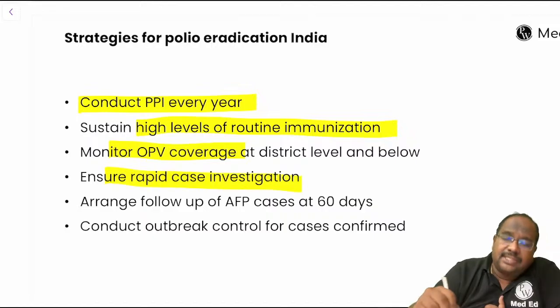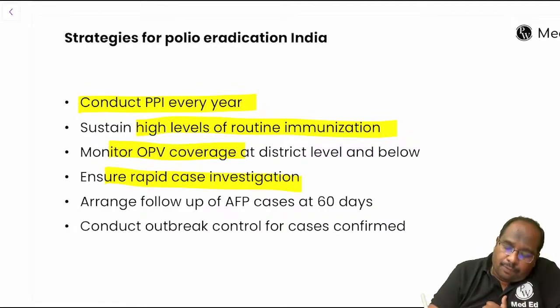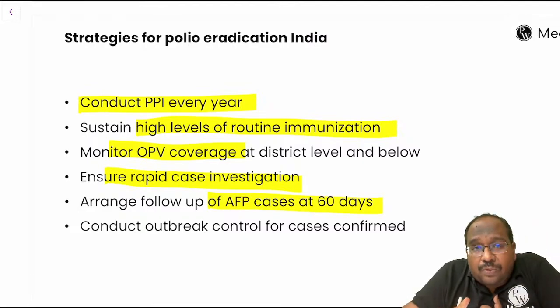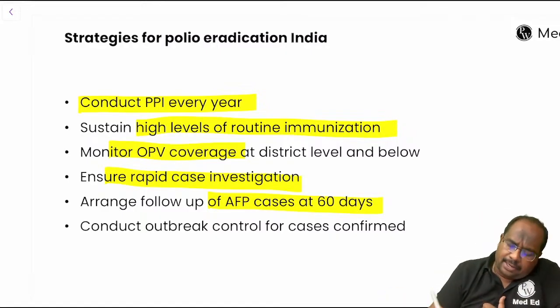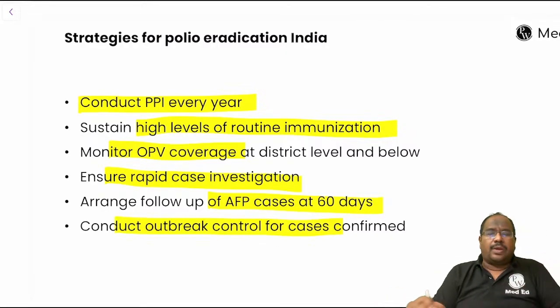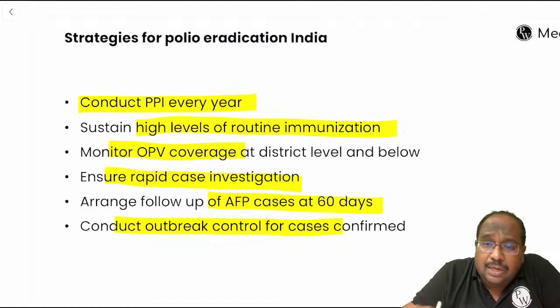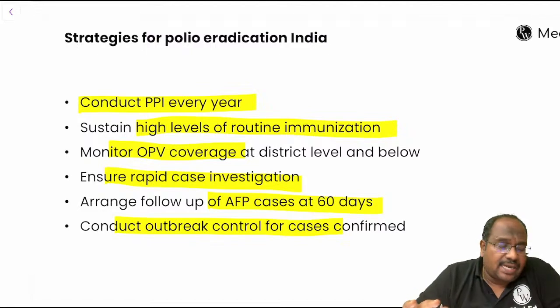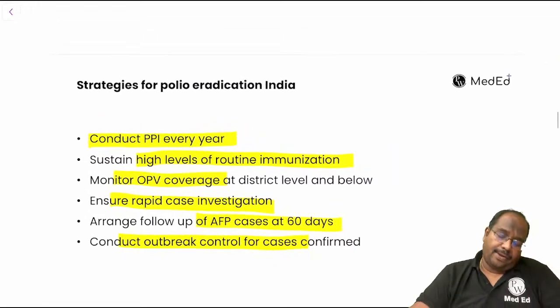If any polio case is reported, go for rapid investigation, and follow-up of AFP cases at 60 days should be done to look for residual paralysis. Whether the child is still having paralysis or not, you are going to check. Conduct outbreak control. If a case is confirmed in that area, go for outbreak control, like giving OPV to all the children around the case. These are the strategies for polio eradication in India.